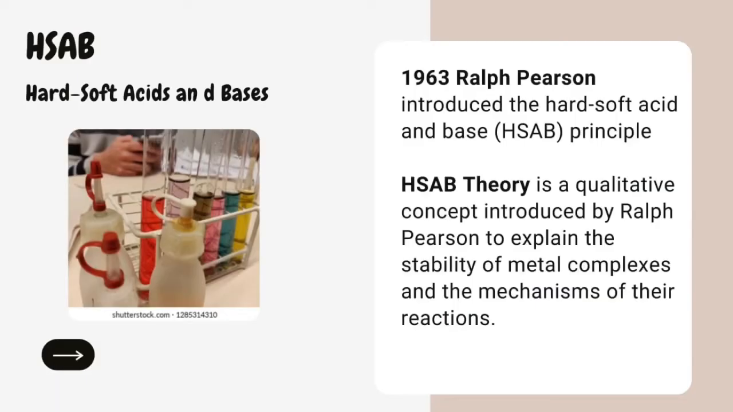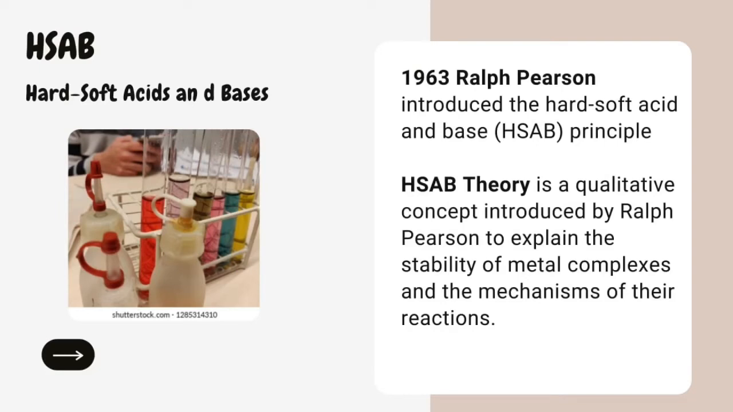Okay, now let's talk about hard, soft acids and bases. In 1963, Pearson introduced the hard, soft acid and base or HSAB principle. HSAB theory is a qualitative concept introduced by Pearson to explain the stability of metal complexes and the mechanism of their reactions. This theory allows us to predict which acids and bases prefer to interact.